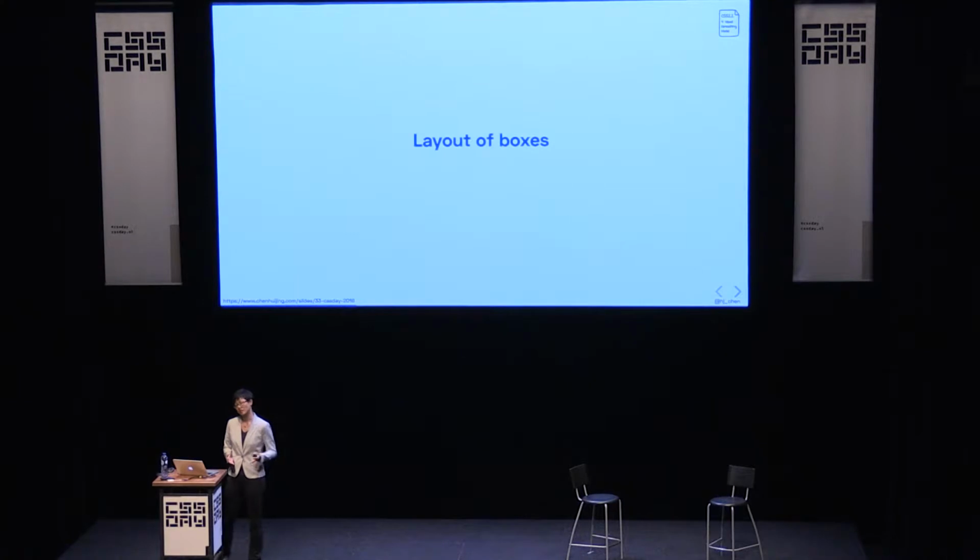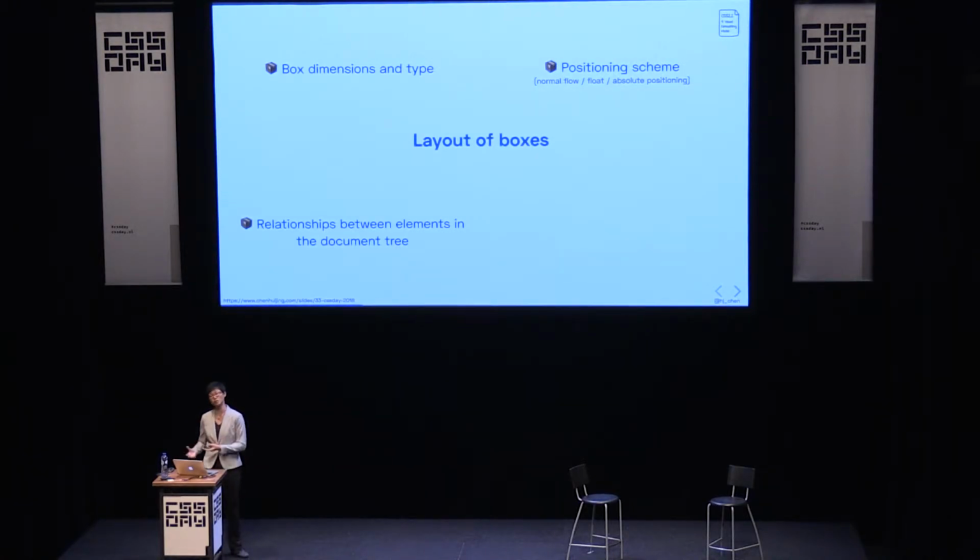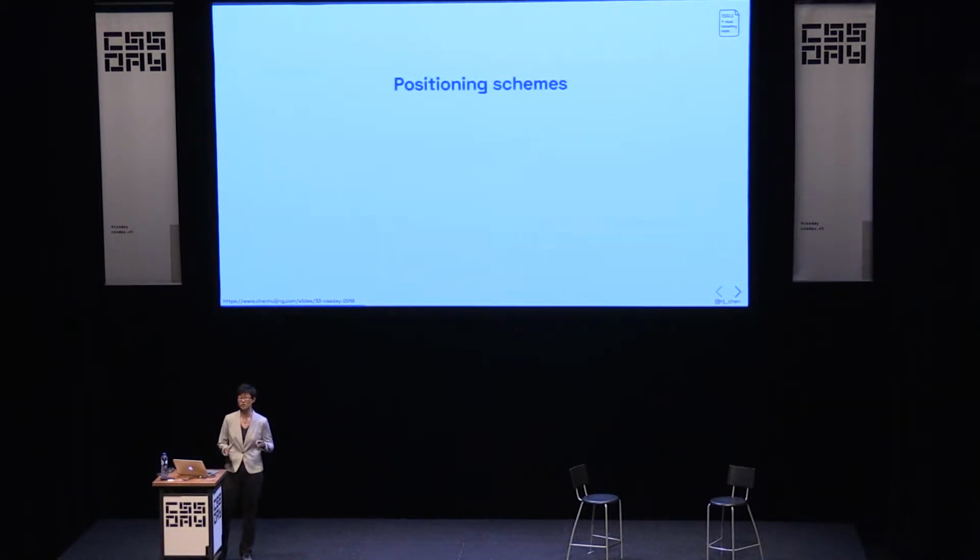So after the browser generates the boxes, it'll have to lay them out. And the layout of these boxes are dependent on several factors. We have the box dimensions and type, the positioning scheme used, relationships between elements in the document tree, and external information like viewport size, intrinsic dimensions, and so on. So let's talk positioning schemes first, because there's some terminology introduced here that pretty much sets up the remainder of the talk. So there are three types of positioning schemes.